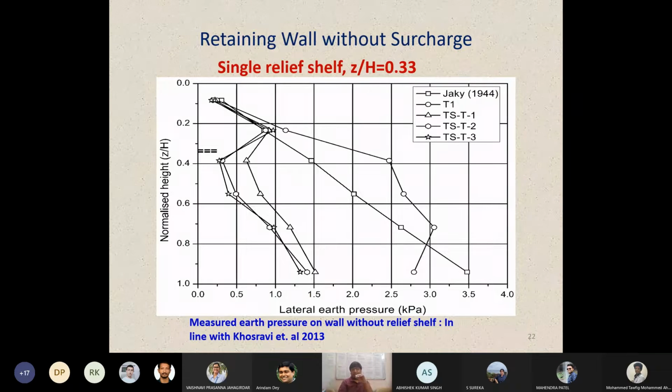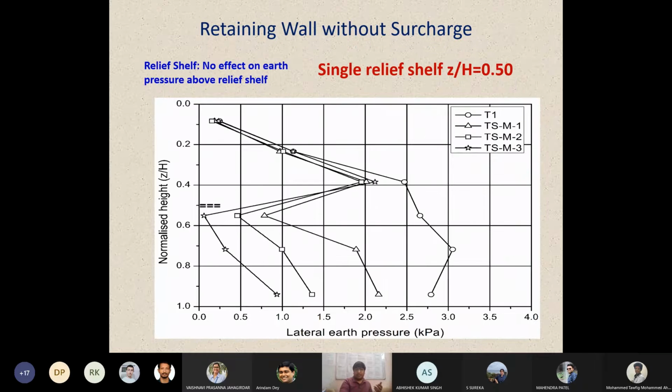So what exactly this relief shelf has done is segment the overall wall earth pressure distribution on the wall into two small triangular distributions, and that's how you can see the reduction of the lateral earth pressure. If you want to get the total earth pressure reduction, you have to take the area of this curve on this axis. For the relief shelf case, you take the area under this curve, and by subtraction you can get how much earth pressure you have reduced.